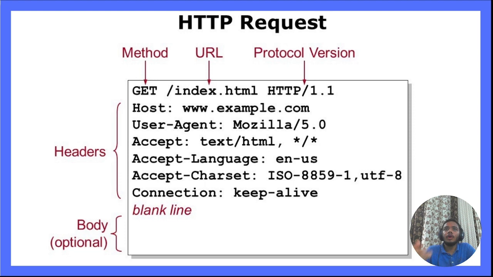But whenever you are posting some data, the client is requesting the server that it is providing this data and the server needs to store it. So now the client has to provide this data to the server. And how will it provide this data? It will provide this data in the body of the request. So the GET request has headers. Now, here are some example headers.